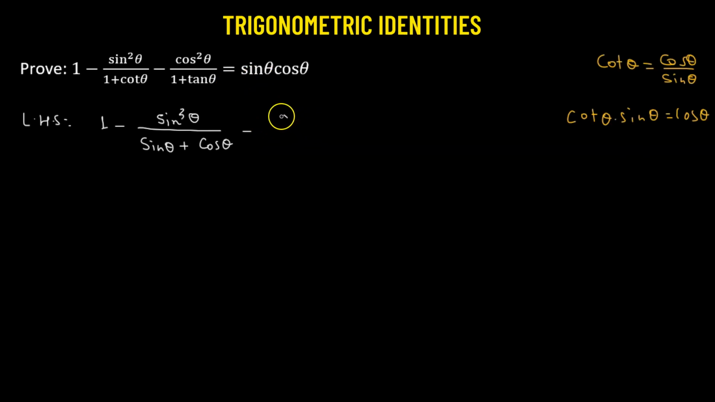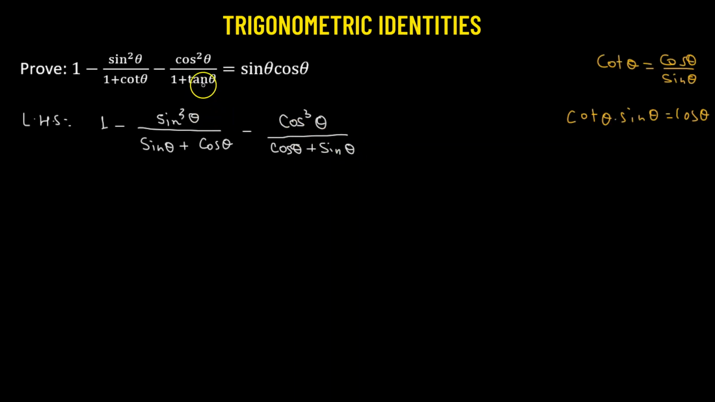Now coming to this third term, we're going to multiply both numerator and the denominator with cosine theta. So we have cosine theta times cosine squared theta, giving us cosine cube theta in the numerator, divided by, now we have cosine theta multiplied to 1 plus tangent of theta. So that should give us cosine of theta plus sine theta.